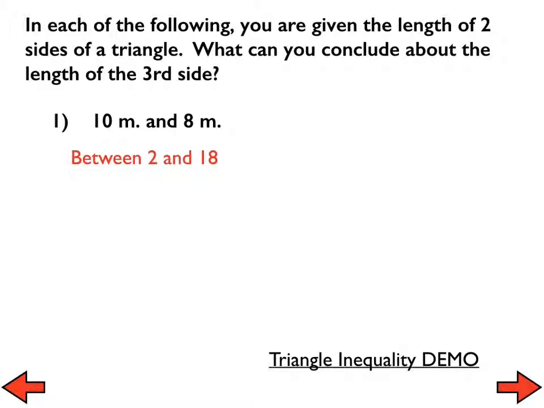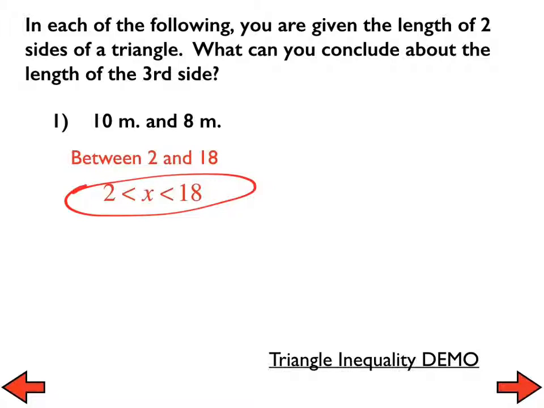Now, the way I want you to write your answer is like this. The math way to write that would be 2 is less than x is less than 18. X being that third side. X is less than 18 but greater than 2. So on your homework, I would like you to write your answer like this. It means that it's between 2 and 18, but you would write it as an inequality. Okay? Yes?